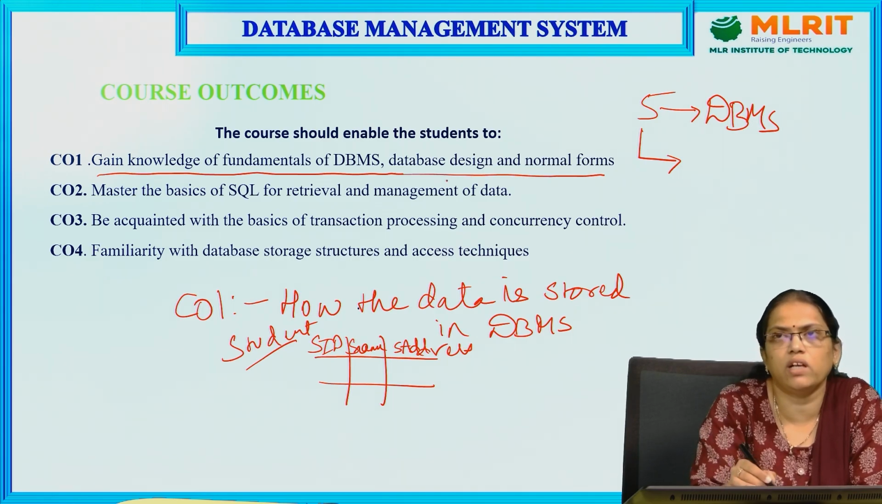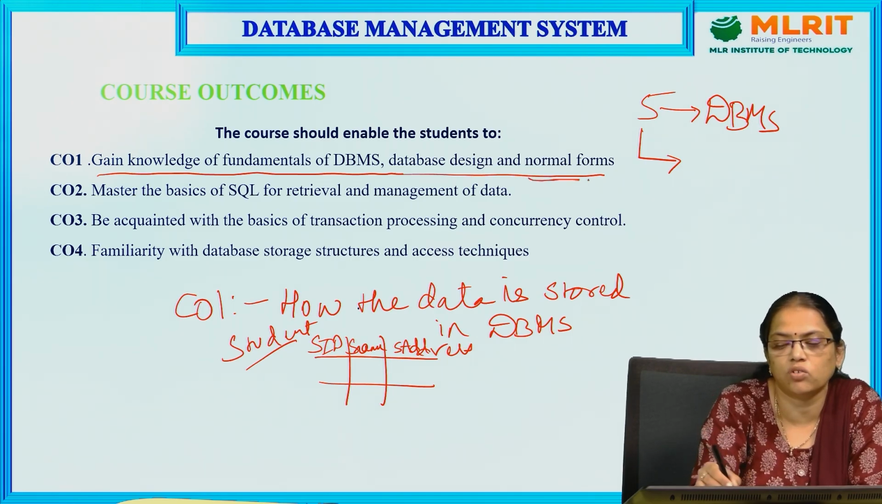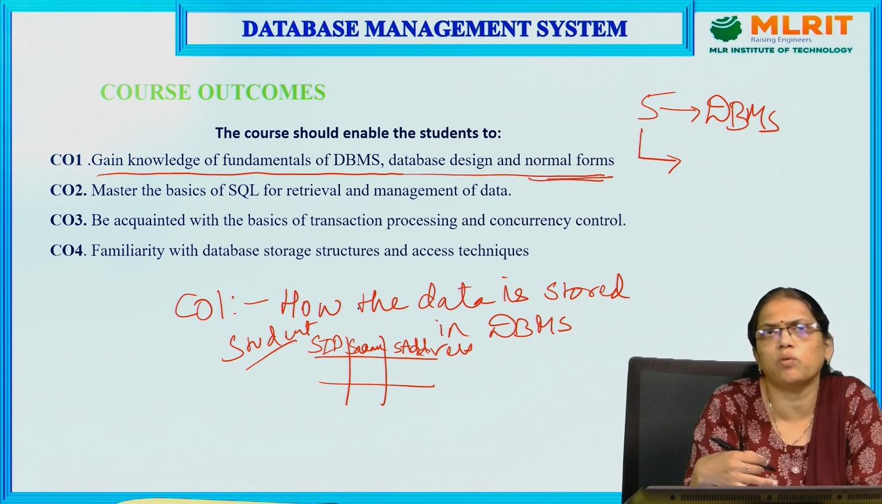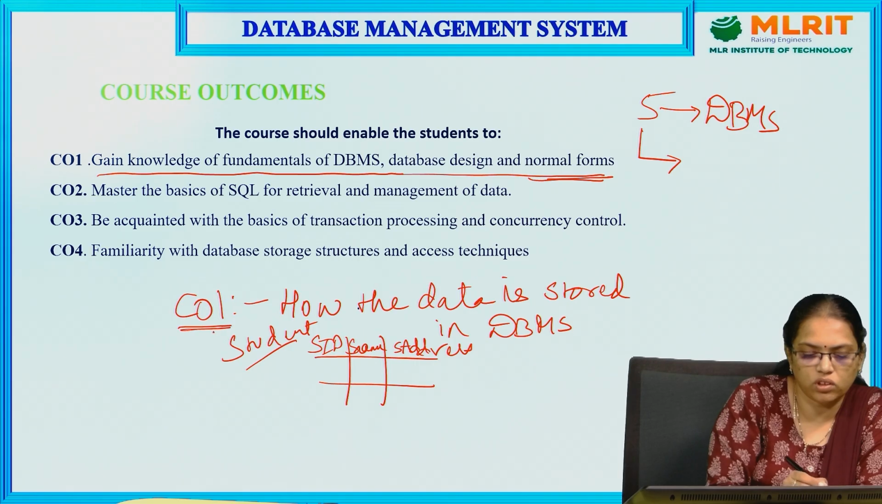And also database design, that is how the design of the database is done, and also the normal forms. The normal forms are very important. In the normal forms we will see what the normal forms are and how a table is decomposed further for the solutions. This is about course outcome 1.